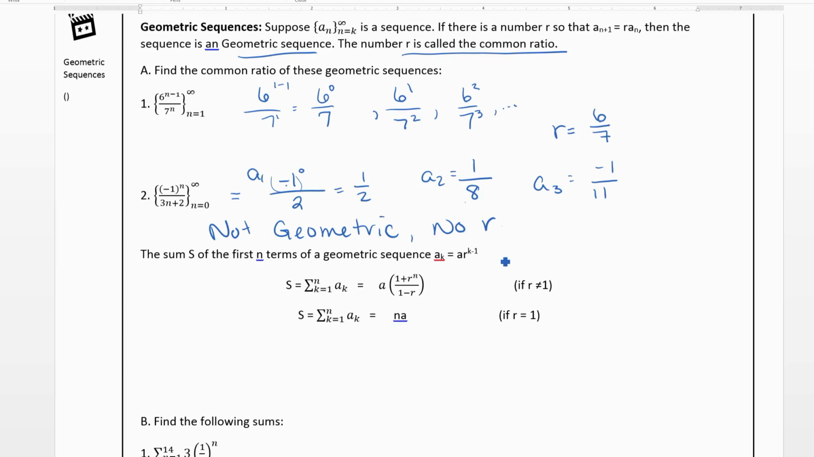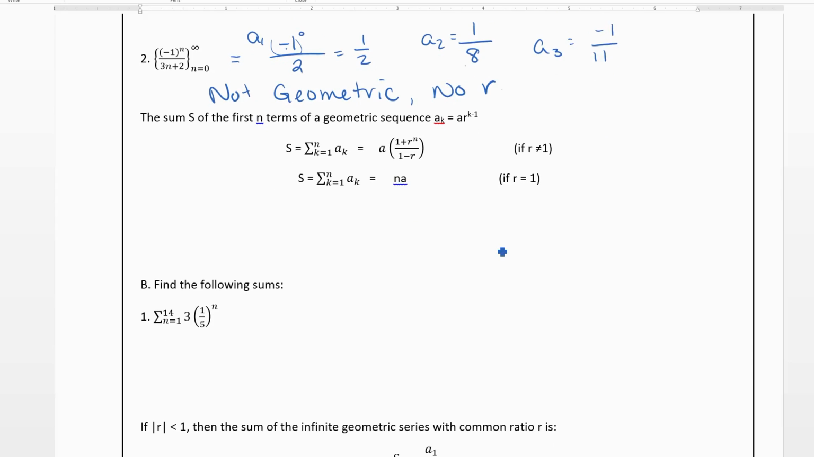Now, just like we had for the arithmetic sequences, we have some formulas. So the sum of the first n terms of a geometric series, where r is your common ratio. Okay, if your r is not equal to 1, we have this formula. And if your r is equal to 1, it's a little bit simpler. So we're going to find a sum here. So we're going from 1 to 14, so our n is 14.